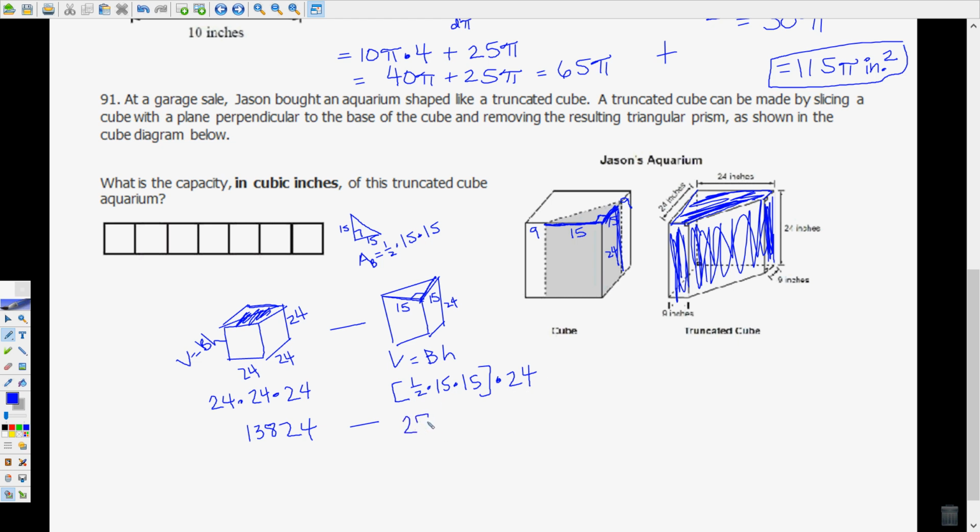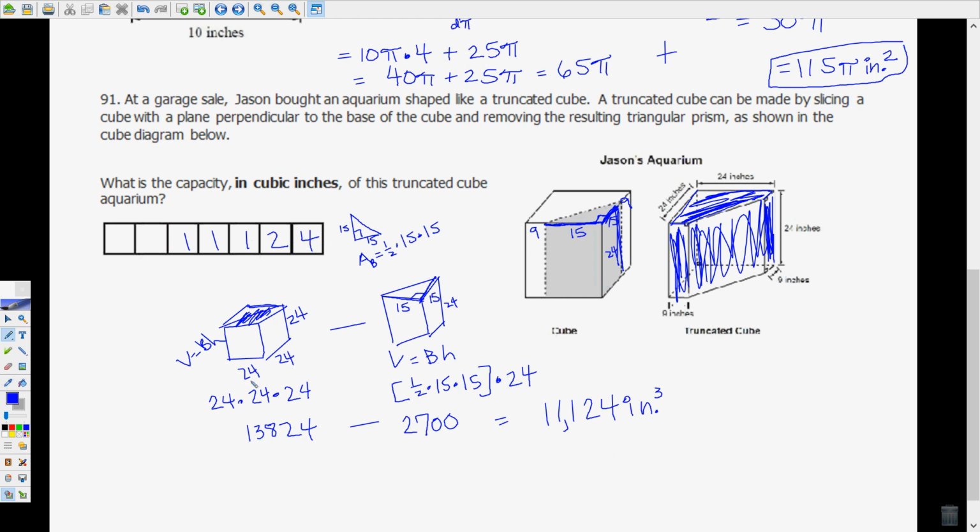That's 2,700 cubic inches to give you 11,124 cubic inches. Fun. Watch that again if you feel like you need to, but 11,124 in your little box here for your answer.